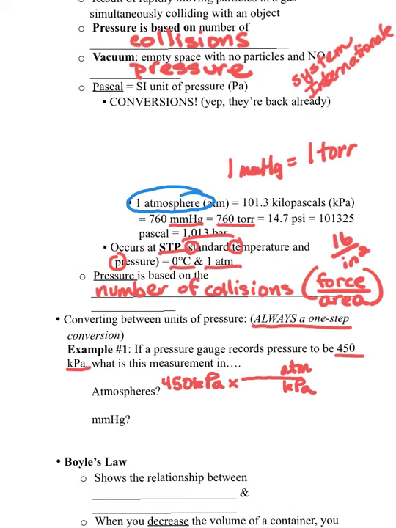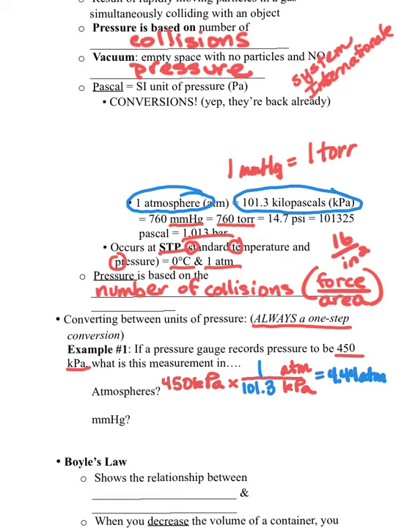Here I'm circling atmospheres and kPa's. And we know 1 atmosphere, so I'm going to put that on the top, is equivalent to 101.3 kPa. So, because 101.3 is on the bottom, I'm going to divide by that. So I take 450 in my calculator, divide it by 101.3, and I get 4.44 ATM. ATM is the abbreviation for atmospheres. So that's my answer.